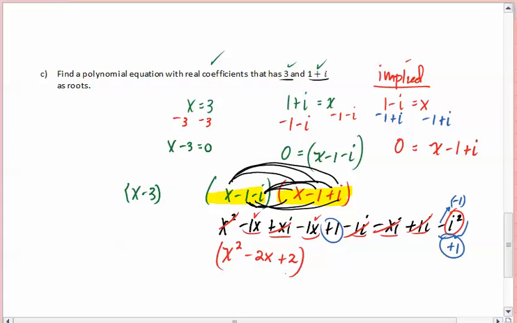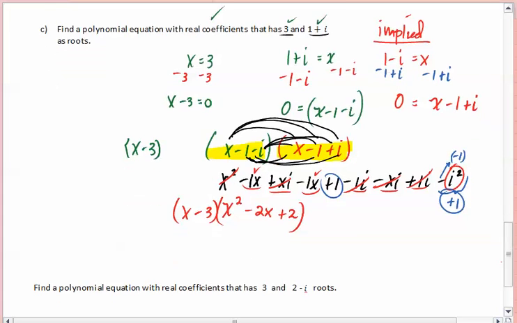All right, ready to finish this up. Just going to multiply these together and I'll have my polynomial. x cubed minus 2x squared plus 2x minus 3x squared plus 6x minus 6. Let me see if I did that right. Plus 6x minus 6. Alright, let's see if we can get it consolidated here.